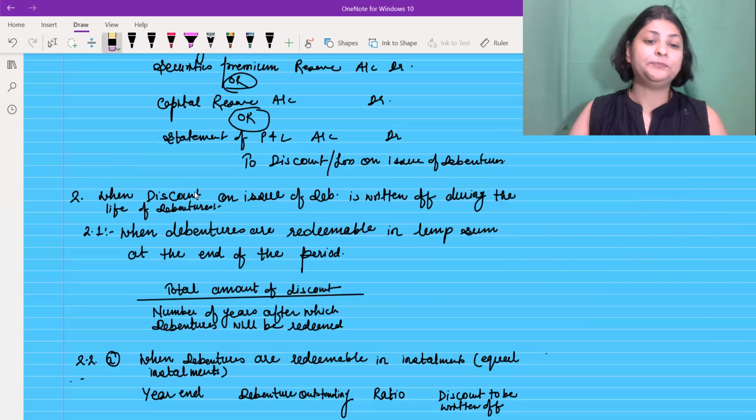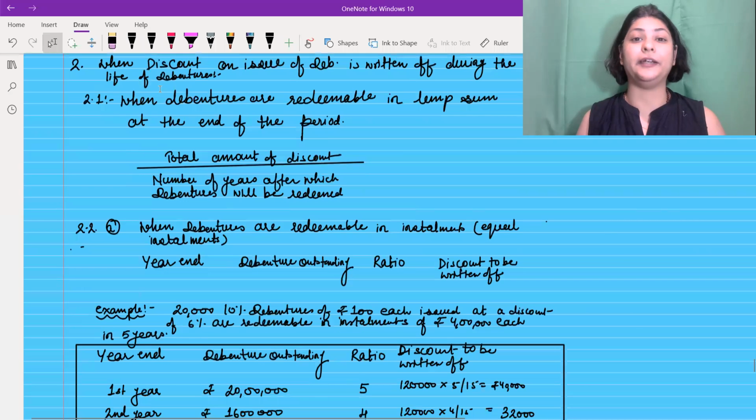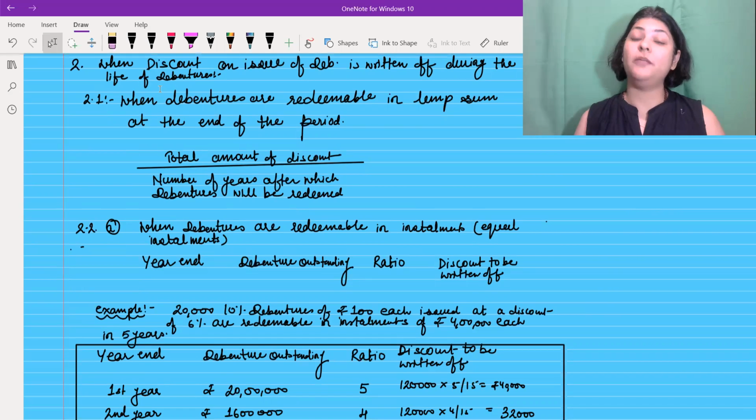Now we'll see what will happen if the debentures are not going to be redeemed in lump sum, means debentures are going to be redeemed in installments. Now the installments can be equal installments, or it can be unequal installments as well. So for that, how are we going to do? We are going to see when the installments are equal.